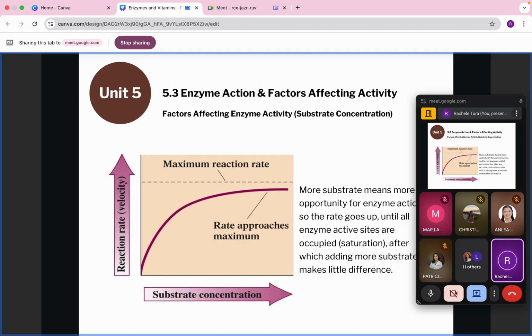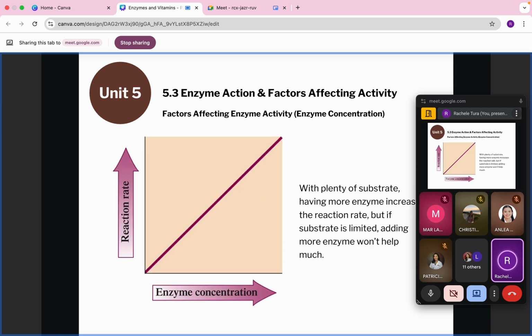At saturation, you reach the maximum rate of the reaction for those enzyme molecules under this condition. So here you have reached the maximum amount of substrate for the reaction to occur. And that's how the substrate concentration affects enzyme activity.